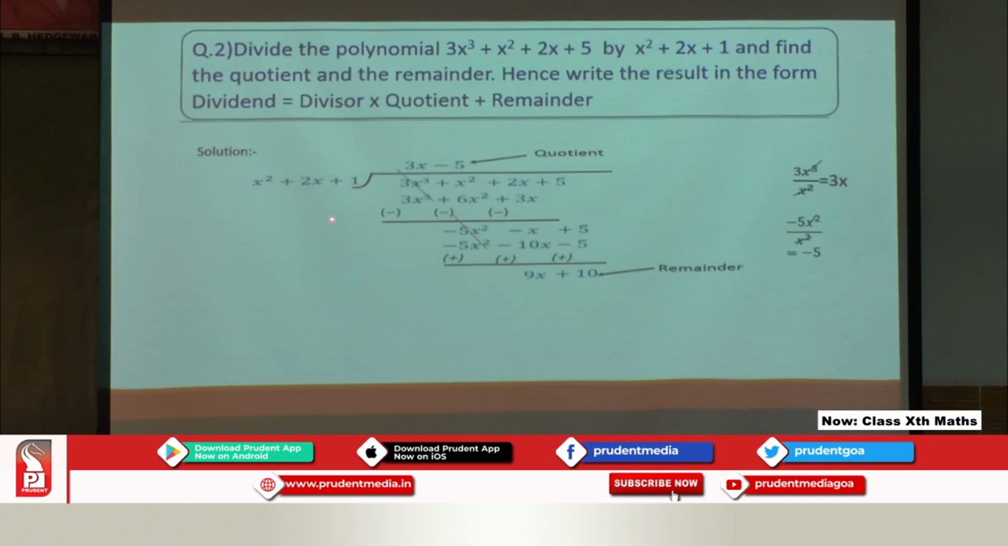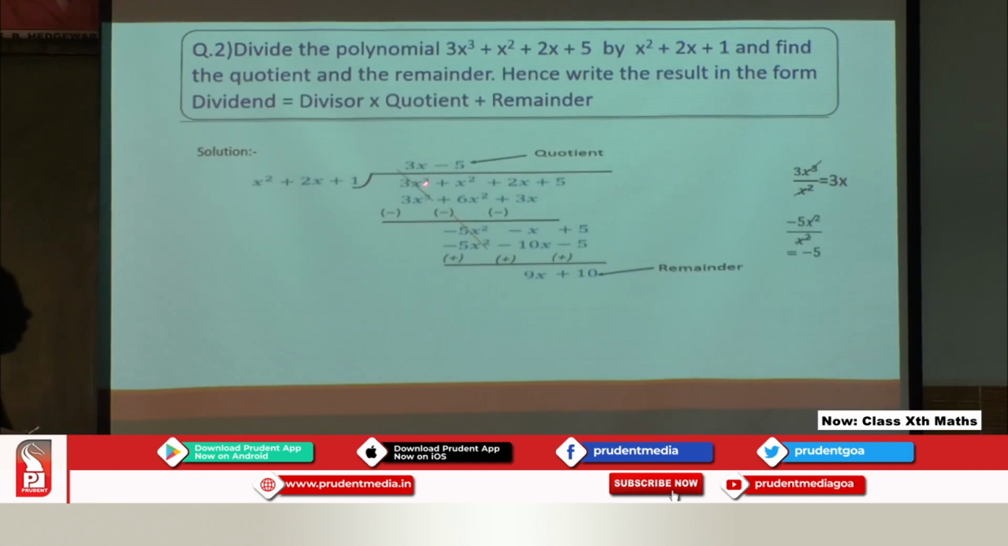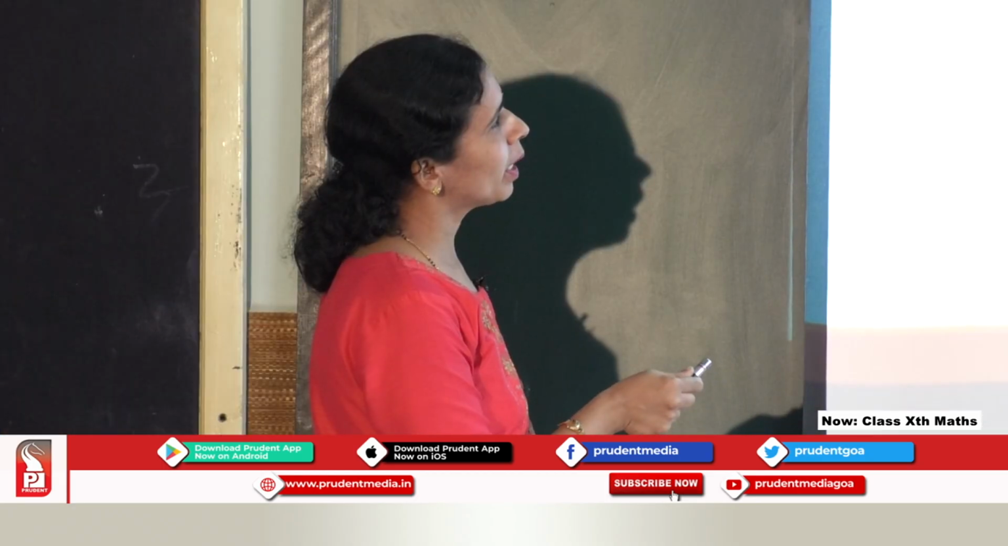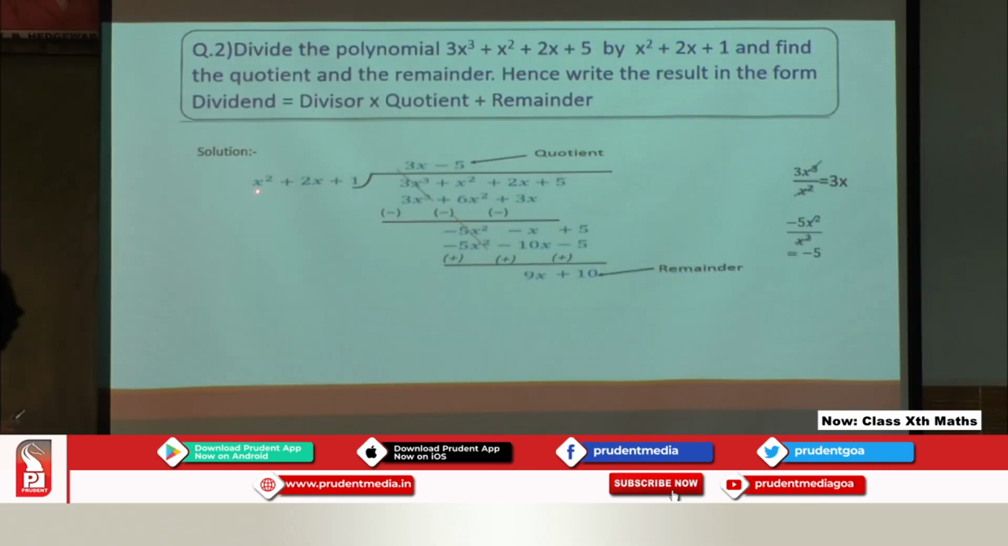Now here the first term of the dividend is 3x cube and the first term of the divisor is x square. So first term of the dividend, that is 3x cube, is divided by the first term of the divisor. After cancellation we got 3x and this 3x is the first term of the quotient. Now this 3x we should multiply by the entire divisor. So 3x into x square, that is 3x cube.